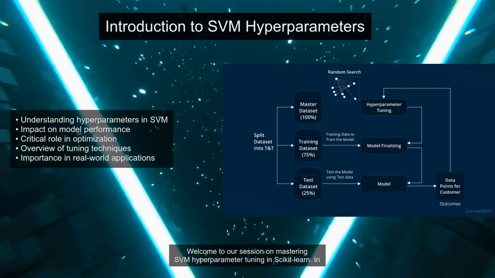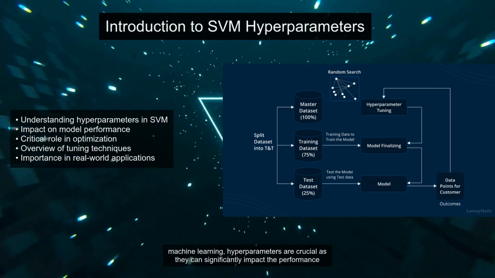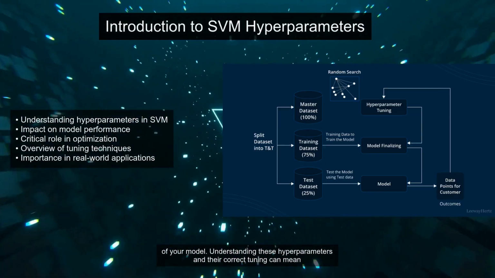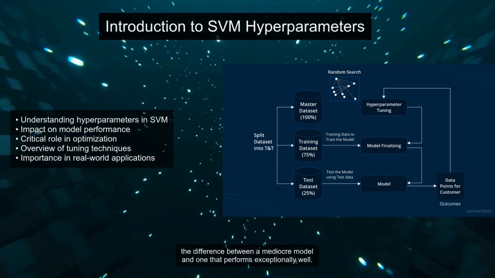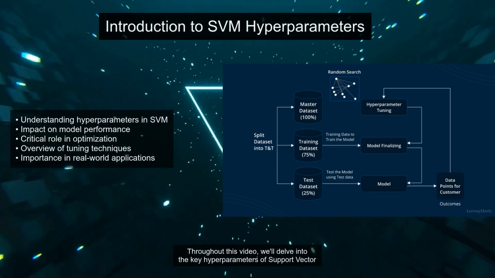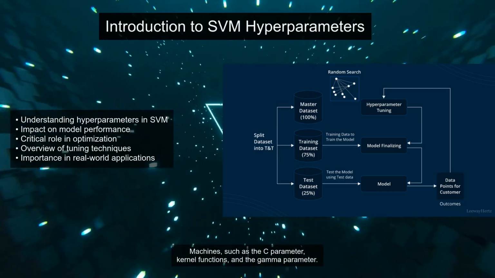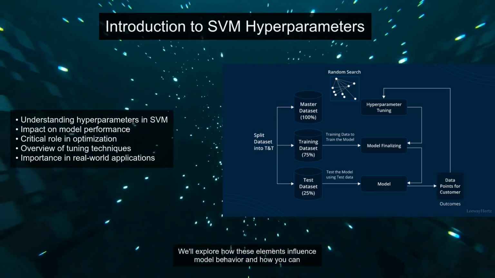Welcome to our session on mastering SVM Hyperparameter Tuning in Scikit-learn. In machine learning, hyperparameters are crucial as they can significantly impact the performance of your model. Understanding these hyperparameters and their correct tuning can mean the difference between a mediocre model and one that performs exceptionally well. Throughout this video, we'll delve into the key hyperparameters of support vector machines, such as the C parameter, kernel functions, and the gamma parameter.